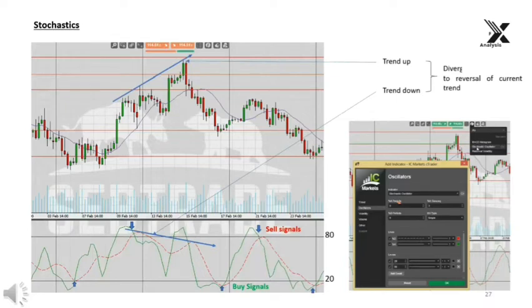But the stochastic is making lower highs, and the price making higher highs. This is a divergence that might lead to a reversal. This can be explained by the key level.